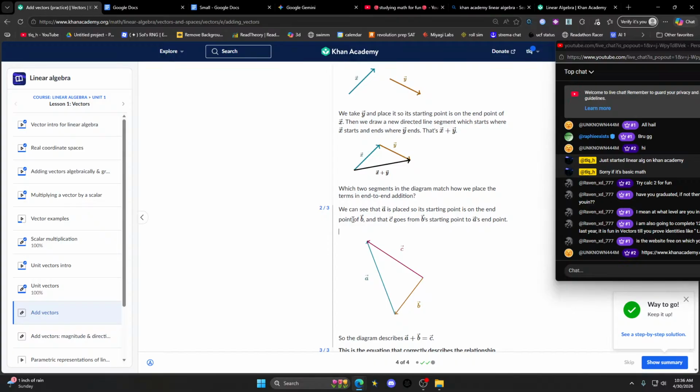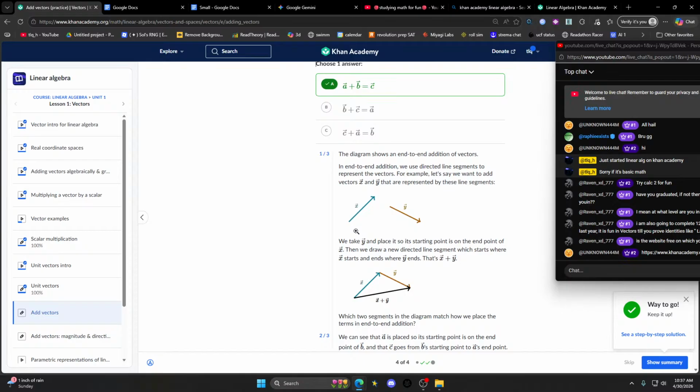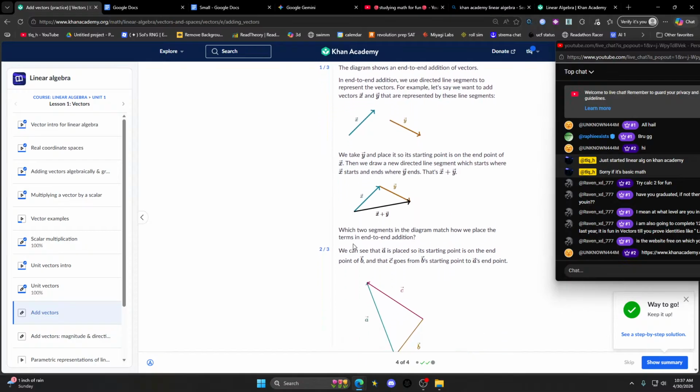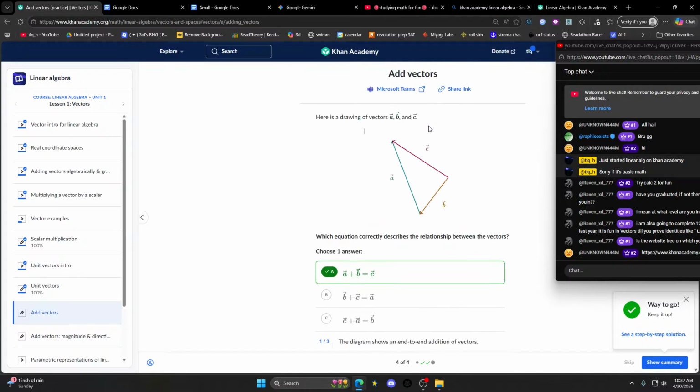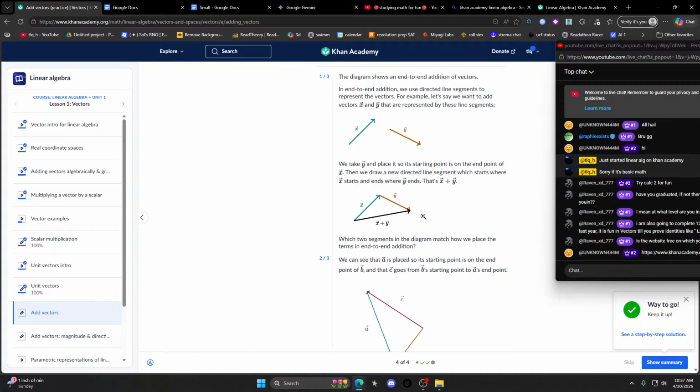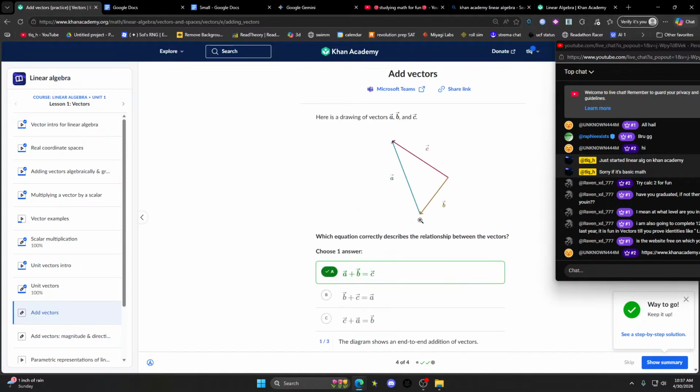Okay, almost done. All right, let me get this real quick. Okay. Oh, that. Okay, wait. So A plus B equals C? They have to explain this. I just hate it. What is this even implying? Why does it even matter?